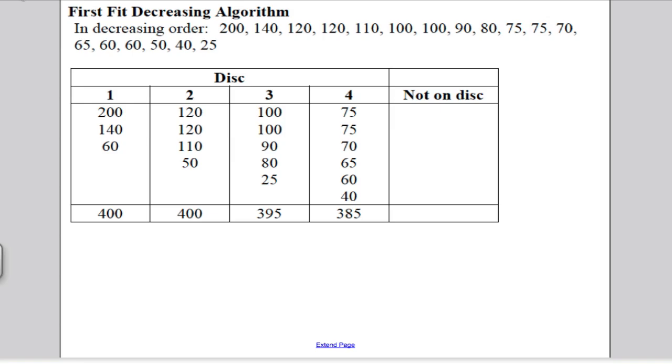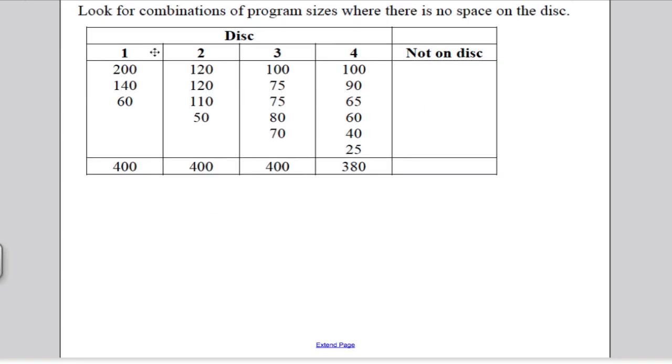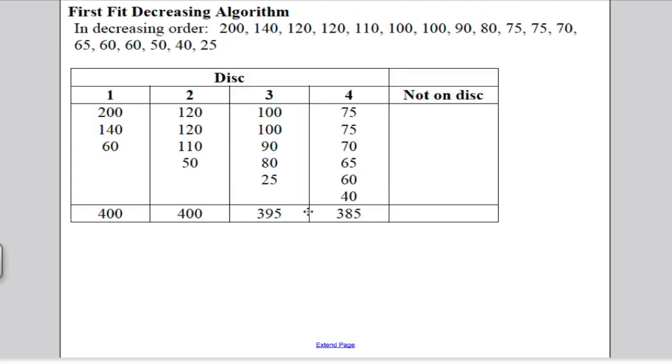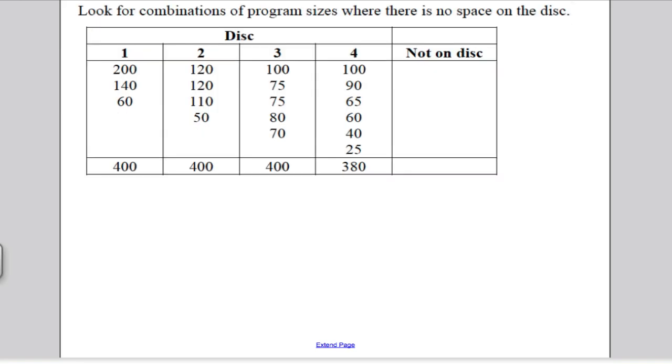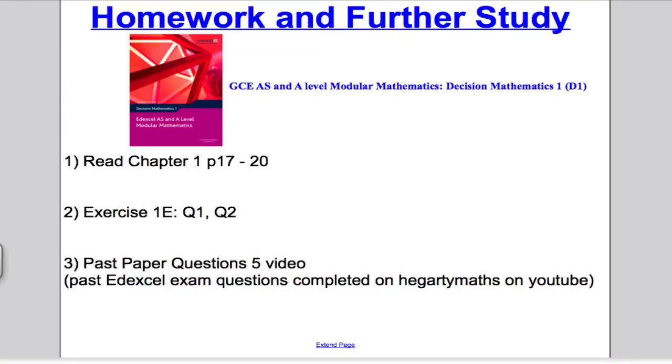Okay, and when I just looked for combinations that added to 400, I got the first three discs adding to 400 and the last disc adding to 380. So at least the wasted space was on one disc. So it's slightly better than the first fit decreasing where there's a bit of wasted space on disc 3 and on disc 4. Okay, and that's it for the fitting algorithms.